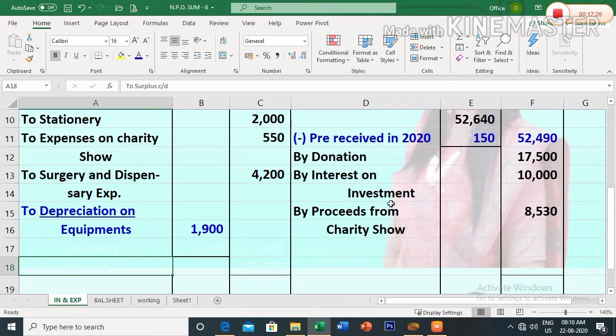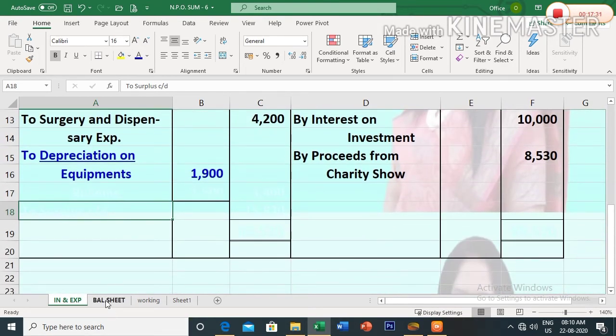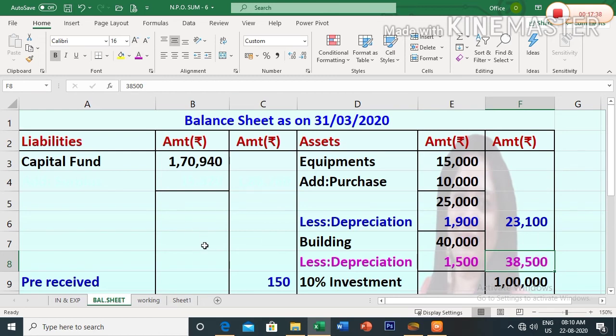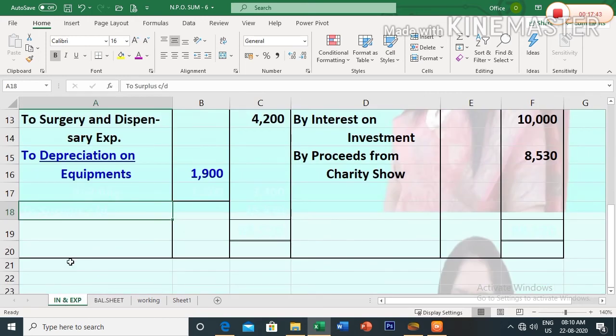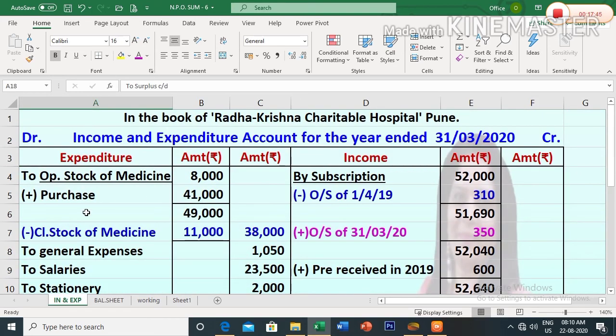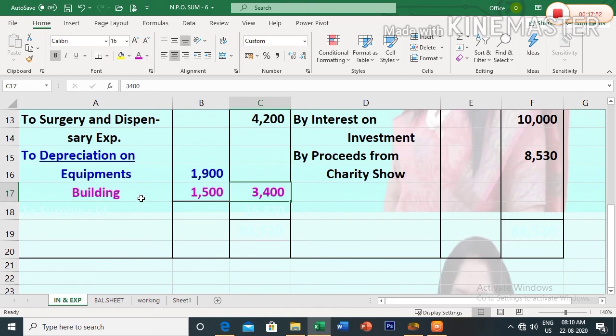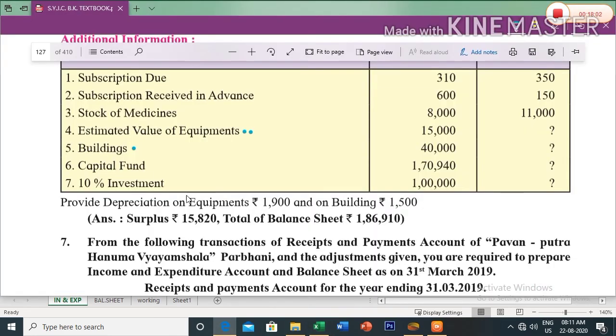On building you have to record depreciation. So in the balance sheet, on building we have to record less depreciation 1,500, in the outer column 38,500. The second effect will be given in the income and expenditure account, expenditure side, debit side. You have to record depreciation on building 1,500, and the total will be recorded in the outer column. So we have recorded all these adjustments.